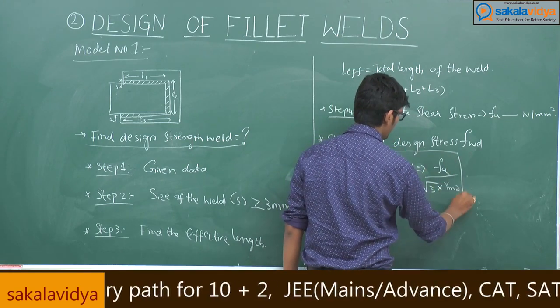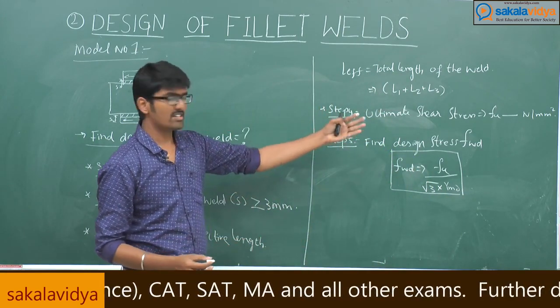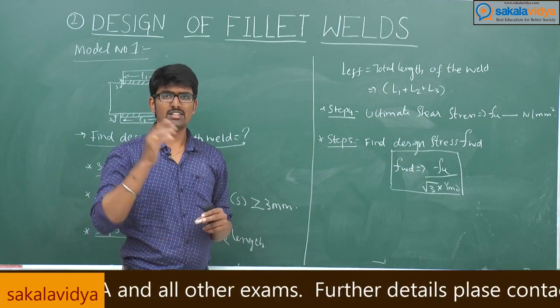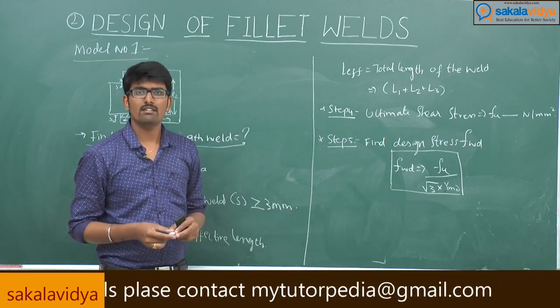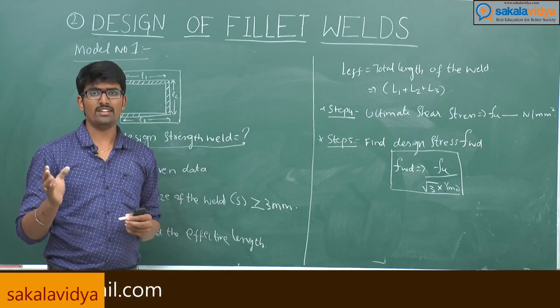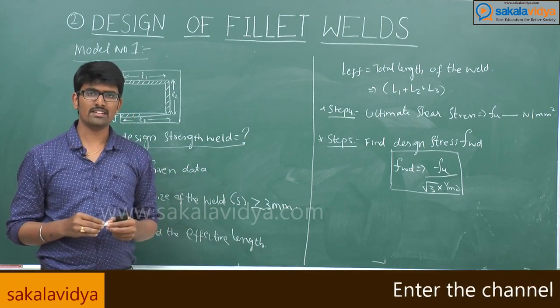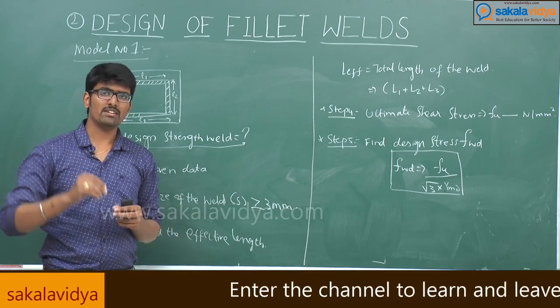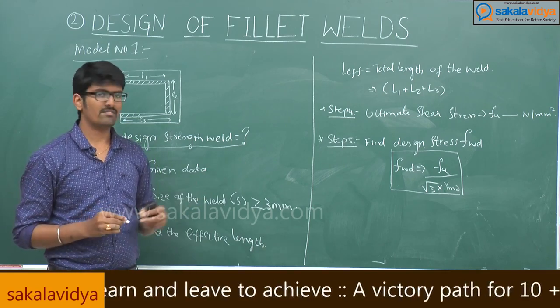So, what is FU here? FU is nothing but the ultimate shear stress which will be given in the question itself. What is partial safety factor? Gamma. For your weld, it is different. For shop weld, it is different. For side weld, it is different. In order to understand the concept of partial safety factor, it is already given in unit 1. Please watch my unit 1 about partial safety factor.